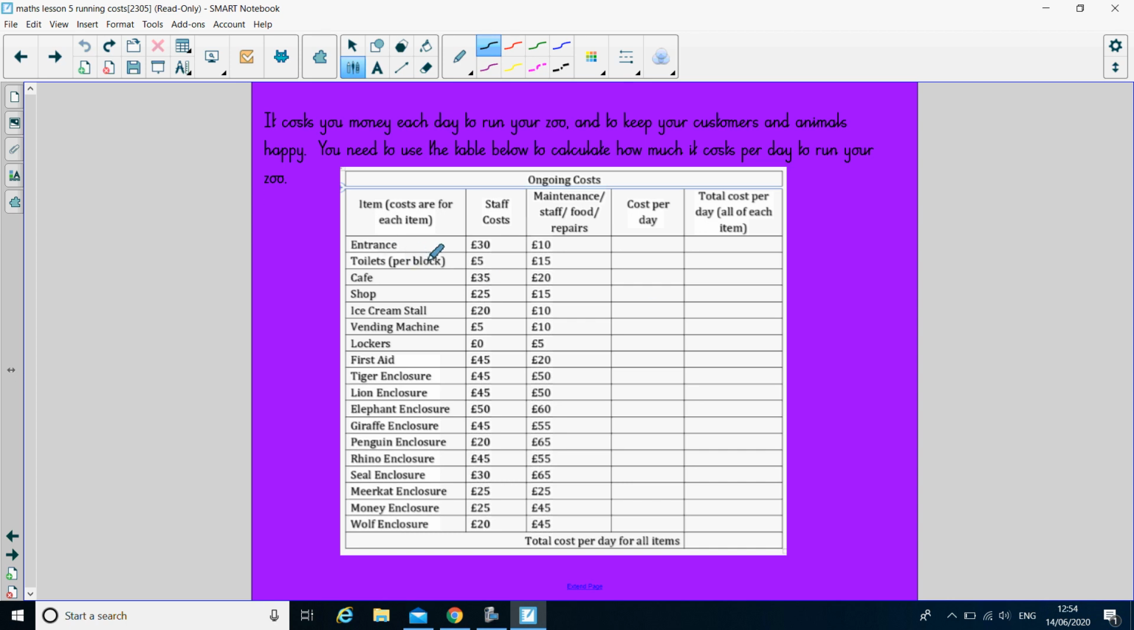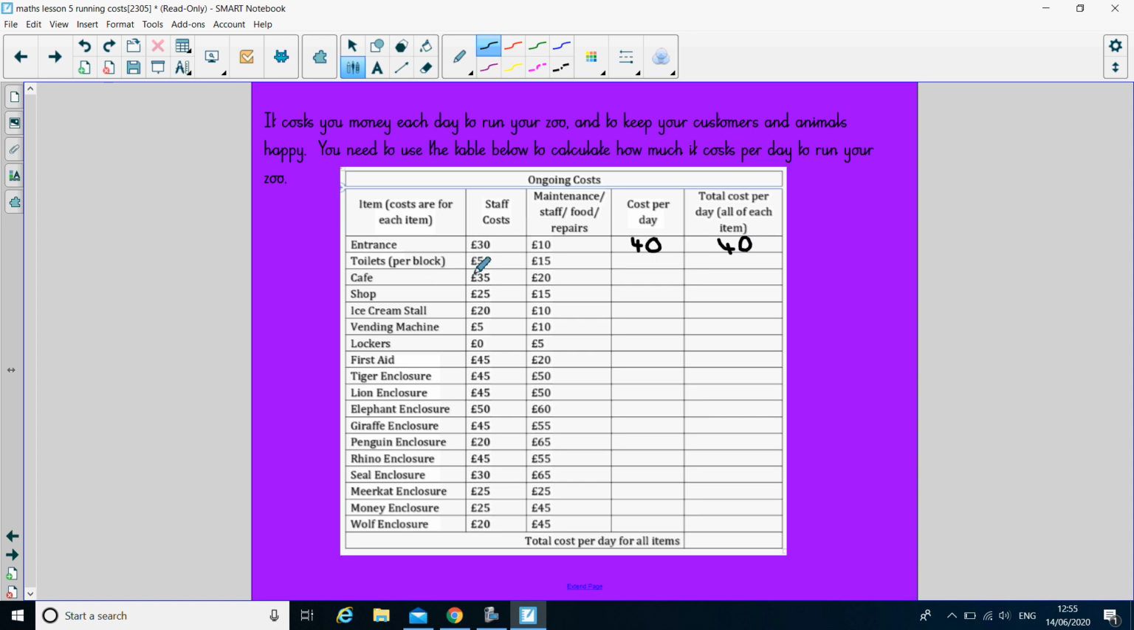So for example, starting with the entrance, you've probably only got one entrance. That might not be true. You might have decided to include more than one. But I think you've probably got one entrance. So the staffing cost of running one entrance is £30 per day, plus the maintenance costs of £40 per day. So if you've got one entrance, it's going to cost you £70 per day to run that entrance. As you've only got one of them, it's going to be £70 for the total as well.